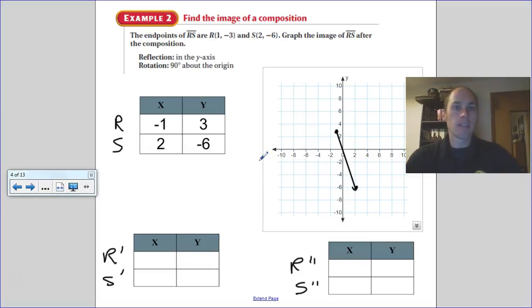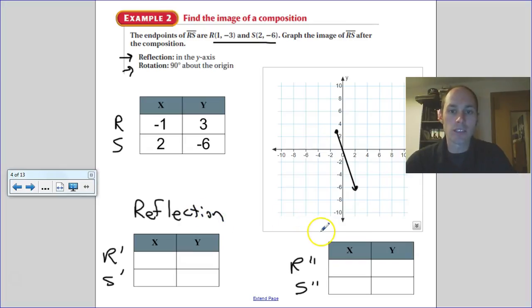Next, let's take a look at another type of composition of transformations. Here we've got the segment RS. I have it graphed over here and its coordinates listed. We want to reflect it first and then rotate it 90 degrees about the origin. So why don't you take the time to practice getting the new coordinates for the reflection, and then for the second transformation, let's do the rotation, and we can do that one over here. So pause the video and restart it when you're ready to check to see what you got.